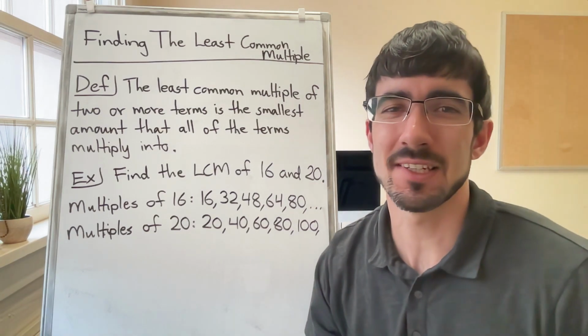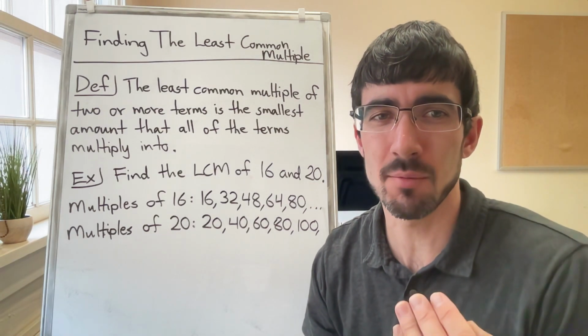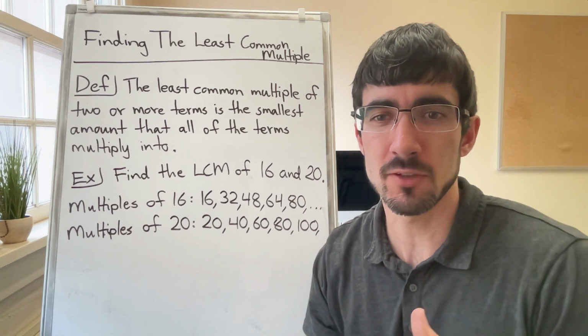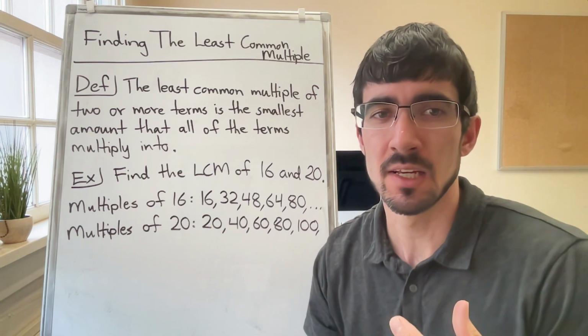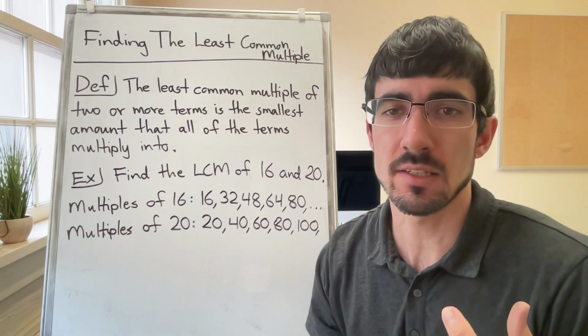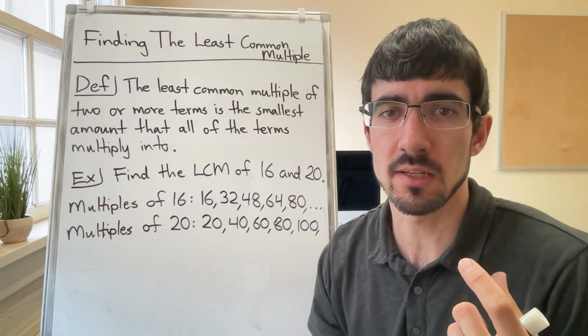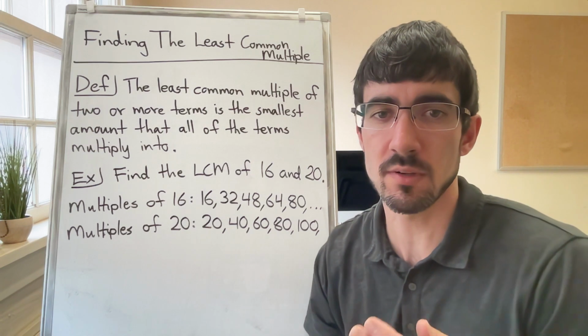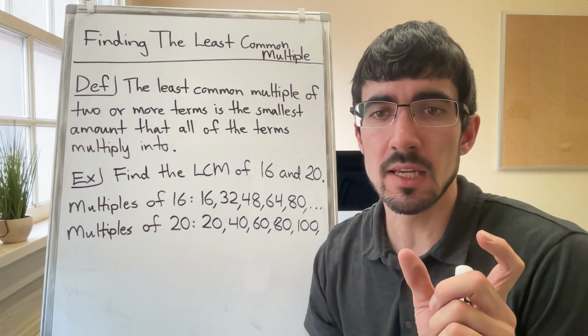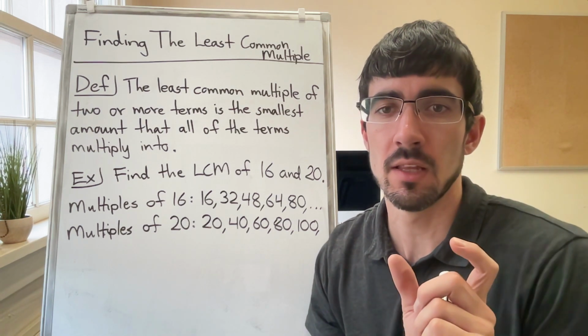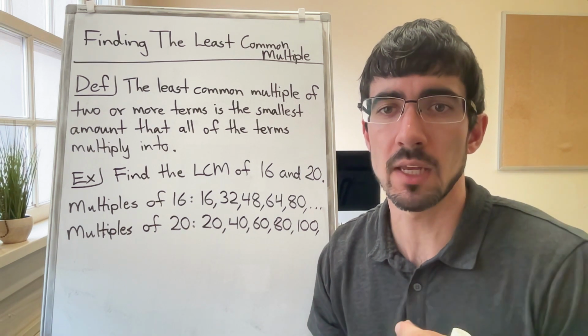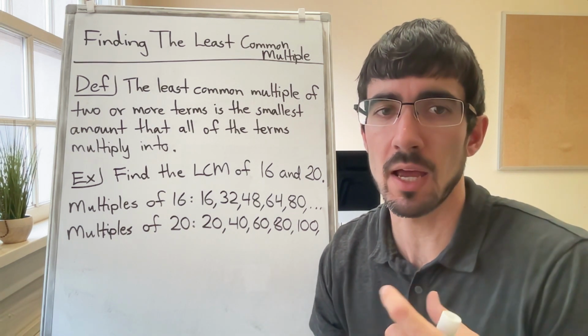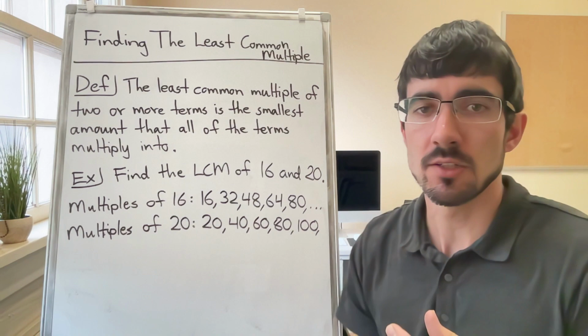In this video, I want to discuss how to find a least common multiple of a pair of terms or a set of terms. This relates to adding and subtracting rational expressions because the least common multiple of the denominators, or sometimes called the LCD, is that common denominator that you're looking for as you rename each of the fractions before adding or subtracting. So here's a definition.